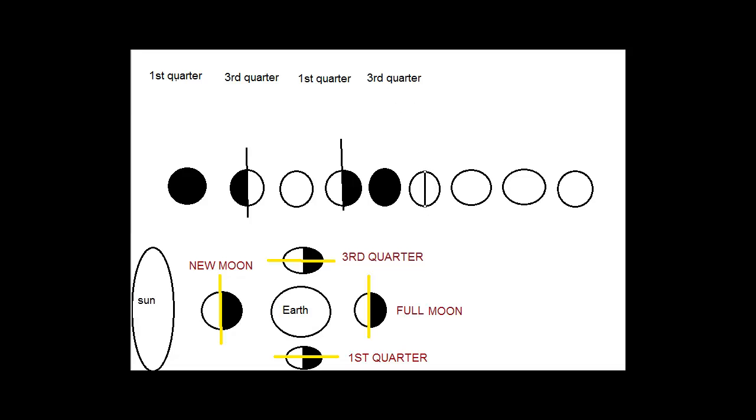So after new moon, we've got first quarter. After first quarter, we've got the full moon. After that, we're going to put it over here. We're going to have the light on the right, and then this one's going to be another new moon again. And it's just going to repeat over and over and over, because it's a cycle.